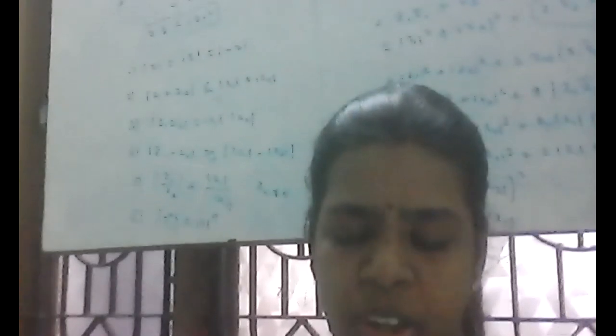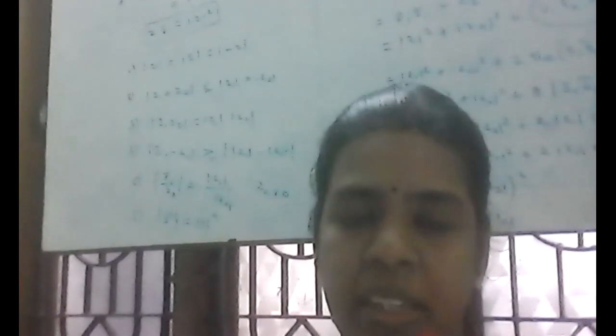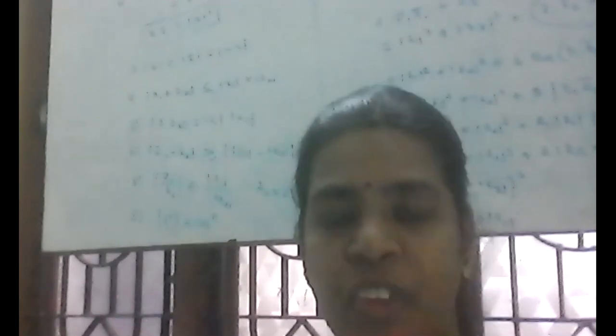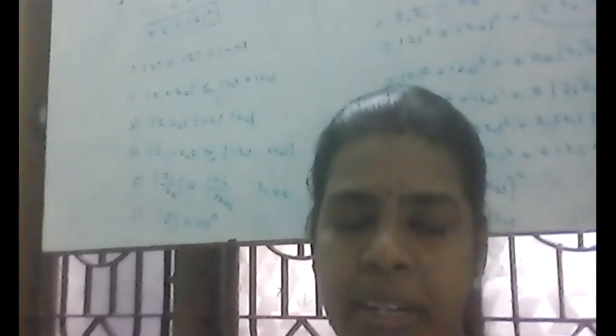Constants are of two types: absolute constant and arbitrary constant. Absolute constants do not change their values in any mathematical investigation. That is, they are fixed forever. For example, I gave root 3, 3, 5. These are all fixed constants.